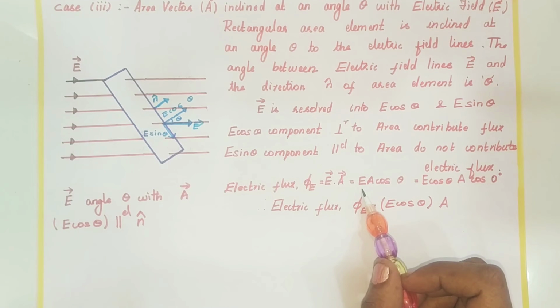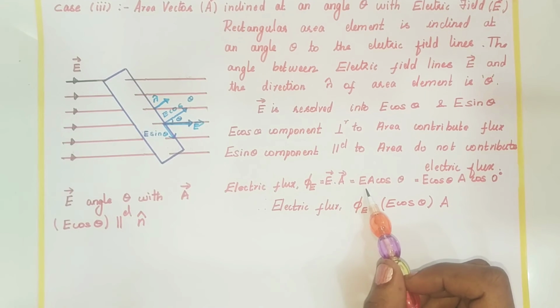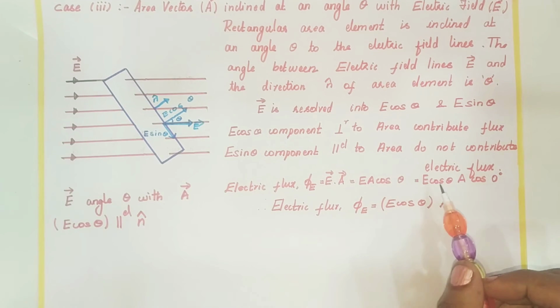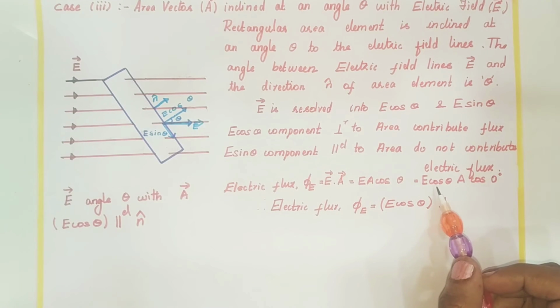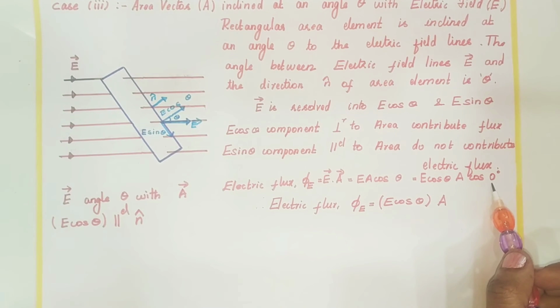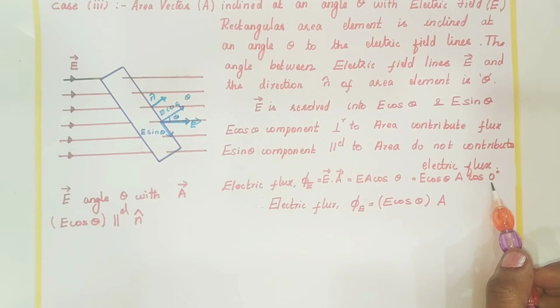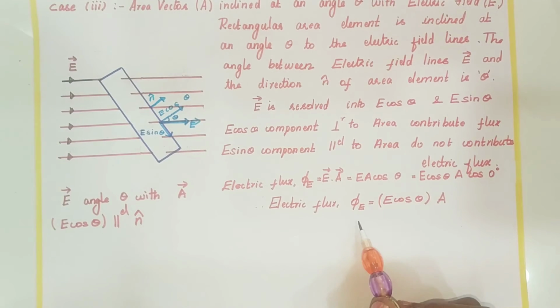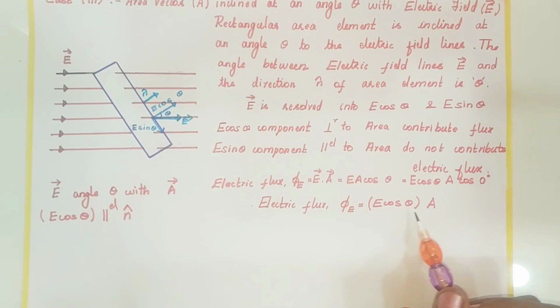Here E we have two components, E cos theta and E sin theta. When we take E cos theta, we can write it as E cos theta A cos theta. For theta, the angle between E vector and n unit is 0. That is, they are parallel. So cos 0 takes 1 and phi E is equal to E cos theta into A.